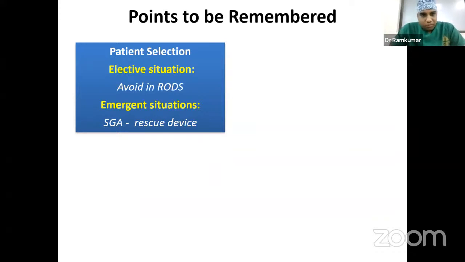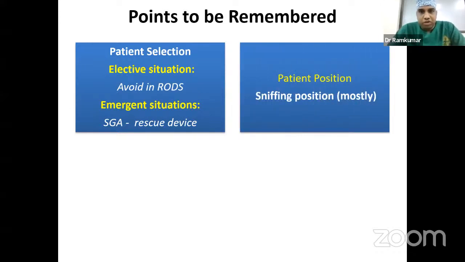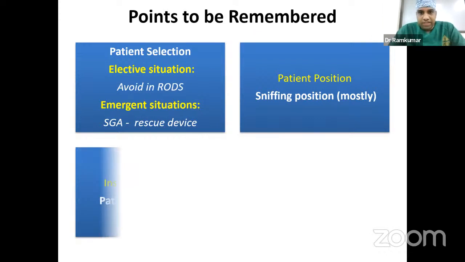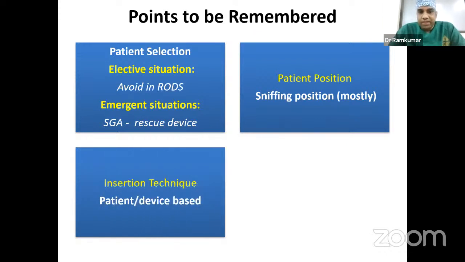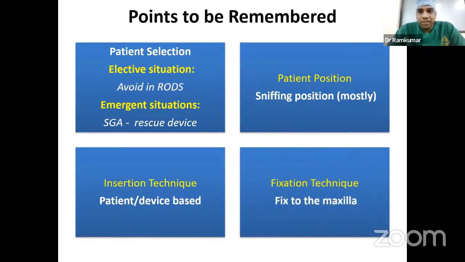In emergency situations, the supraglottic device's role is mainly as a rescue device when endotracheal intubation or oxygenation has failed. For patient position, the ideal suggested position is the sniffing position, but it depends upon the device and the manufacturer's advice. The insertion technique is the standard distal insertion technique, used for cuffed devices, while for a preformed shape device it depends upon each device and your experience.